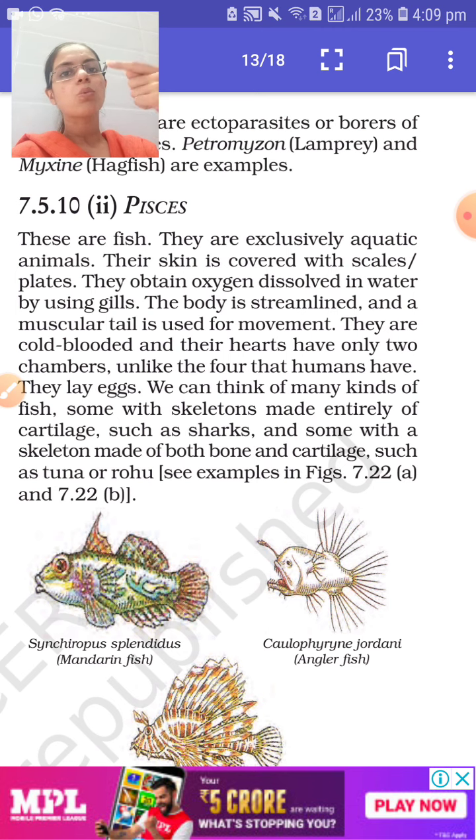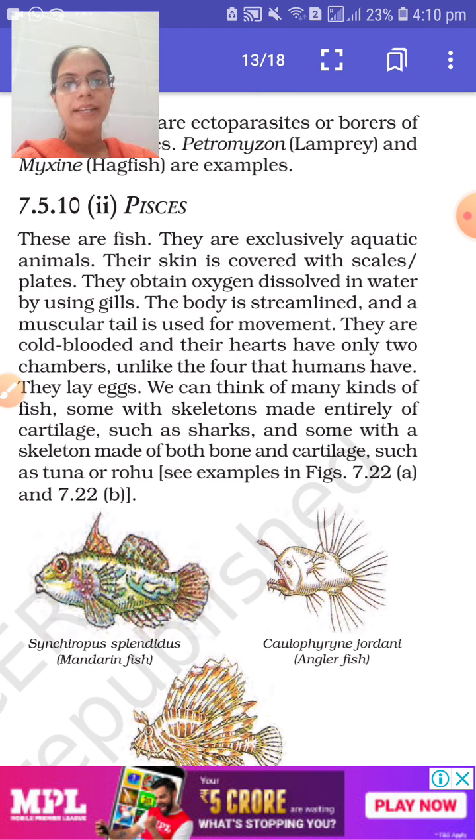So they will take the water inside first of all through their gills. They will absorb the oxygen from there, and then again they will remove the water from their gills. The body is streamlined and a muscular tail is used for the movement. There is a tail for swimming.